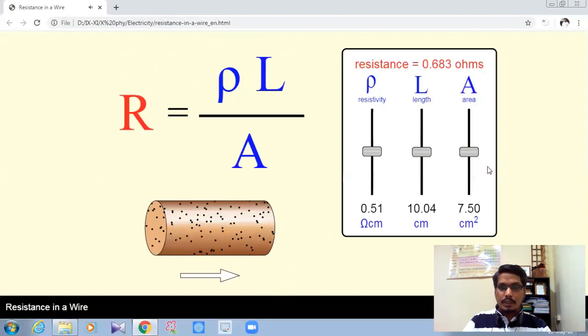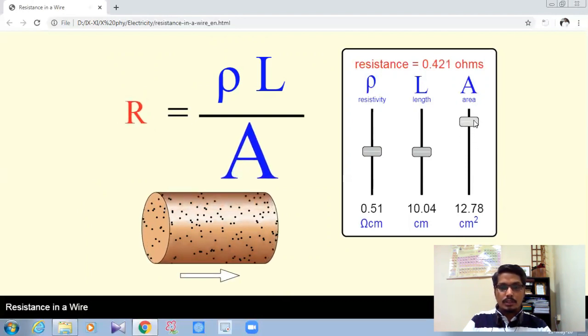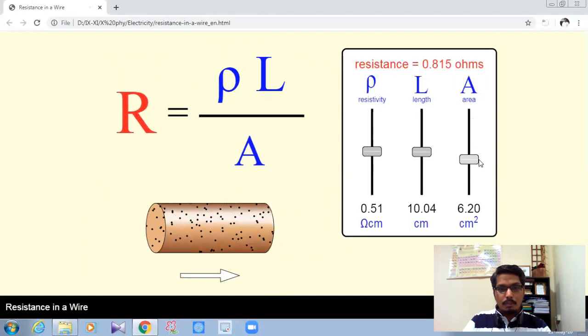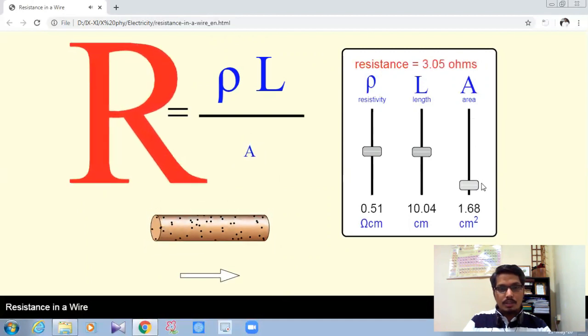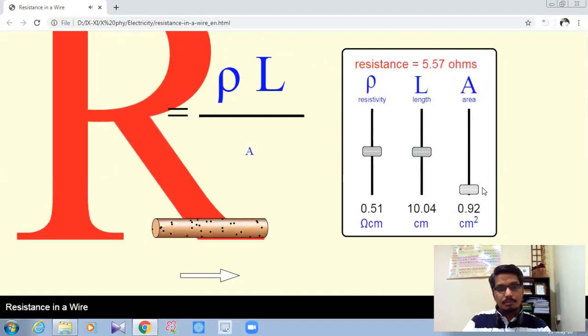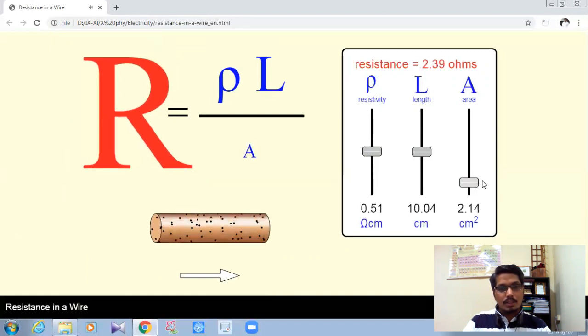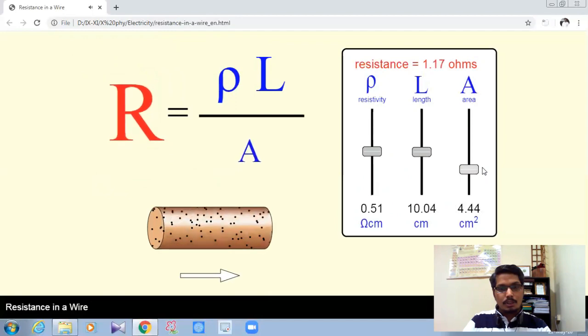Now the third factor, the area of cross section. Now we have a wire of 7.5 centimeter square area of cross section. Let us see what happens when we are increasing the area of cross section. When the area of cross section increases, the resistance is decreasing. And when we are decreasing the area of cross section, that means when the wire becomes thin, the resistance is increasing. So you can see the inverse relationship between area and resistance by this simulation.